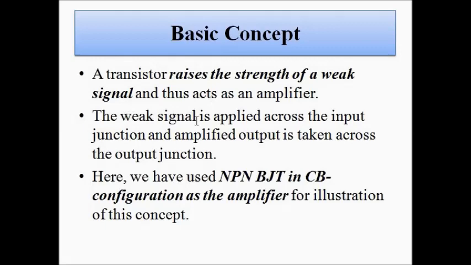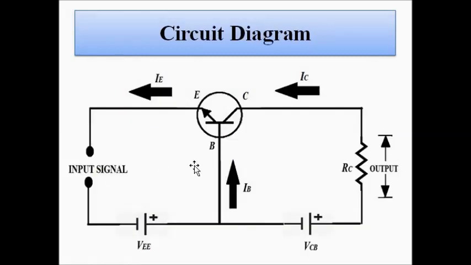Now the weak signal is applied at the input junction, and the amplified output is taken across the output junction. Now here for demonstration we have used the NPN type BJT, which is connected in common base configuration. We can also use the common emitter configuration. Here for demonstration I have used the common base configuration. Okay, now this is the circuit diagram of the transistor circuit used as an amplifier.